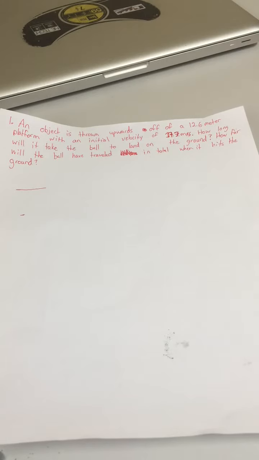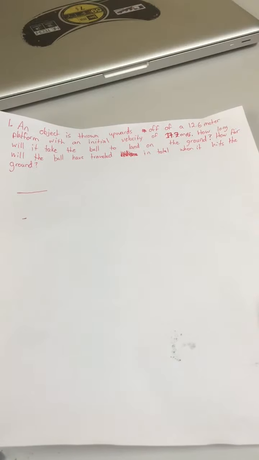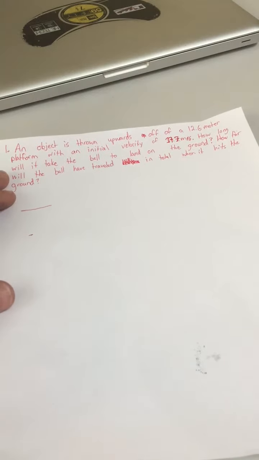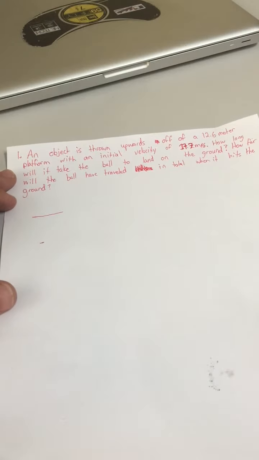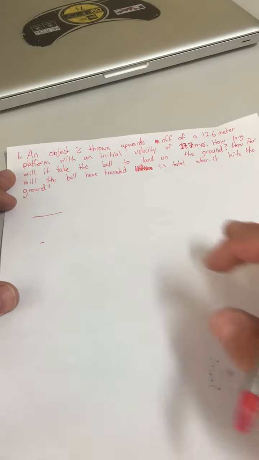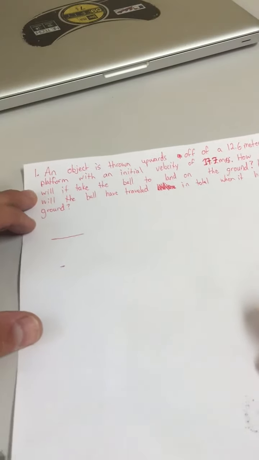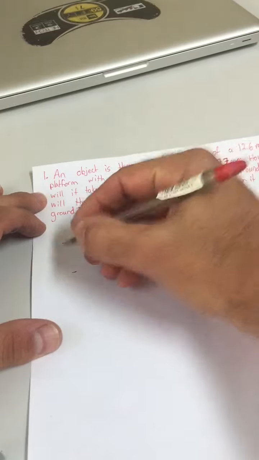So we have two things that we're solving for: how long the ball is going to be in the air, as well as how far it has traveled. So not its displacement, but the total distance that it has traveled. Since the ball is being thrown straight up and is going to come straight down, we're going to start by drawing ourselves a picture. So we have the first line drawn.